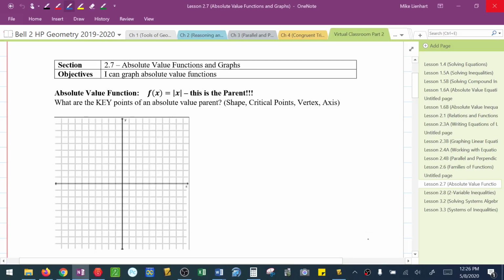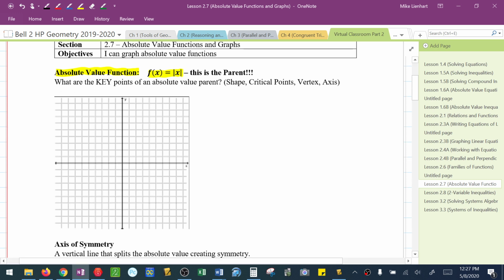In this video, we're going to study the absolute value function and its graph. So what we want to start off by doing here is figuring out this thing called the absolute value function. The parent here is f of x is equal to the absolute value of x. Whenever you have a new parent, the first thing you want to do is start to think about what it looks like graphically and what some key components of this are.